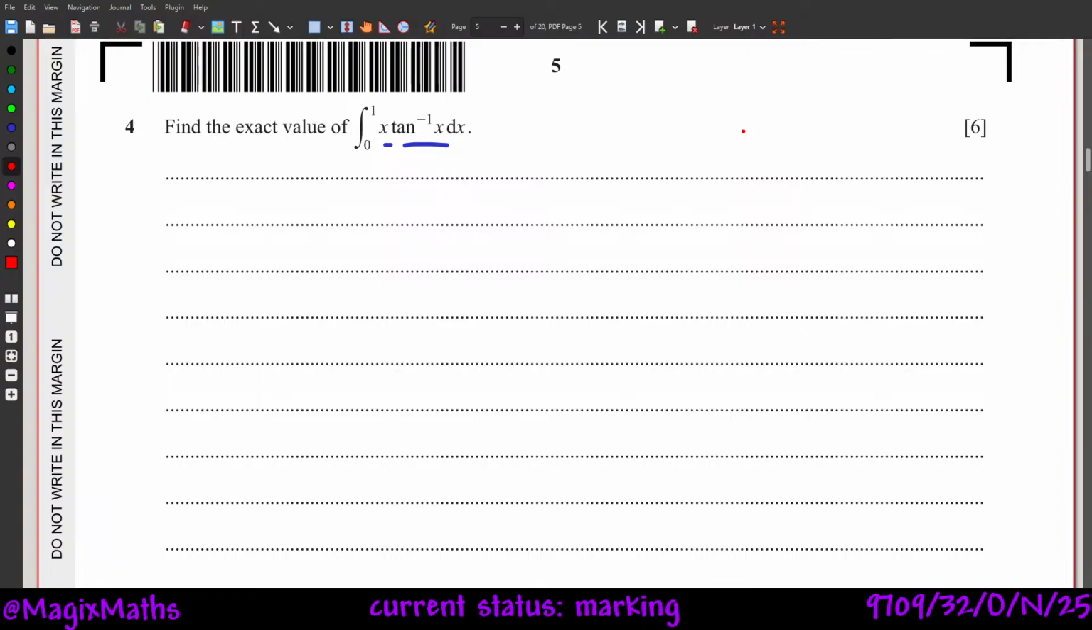Which means we want to differentiate the inverse of tan. So that means inverse of tan should be the u, and then u prime should be something we find, and then v prime should be our x, and then v should be this. And so u prime, right? So let's take a look.